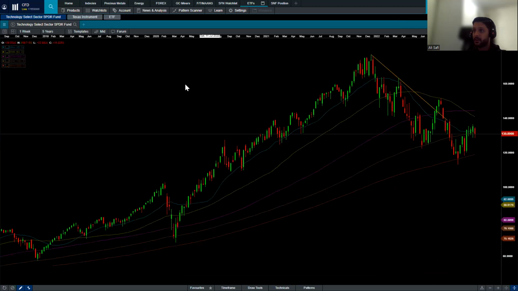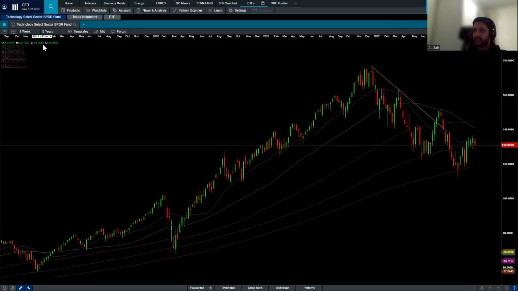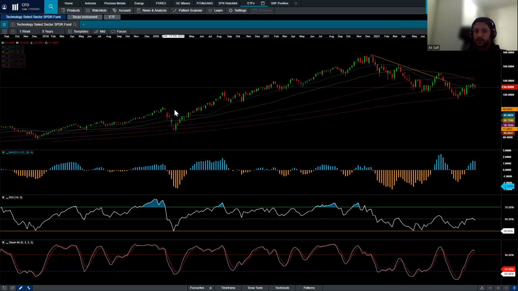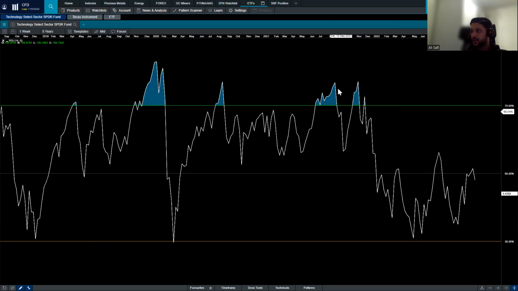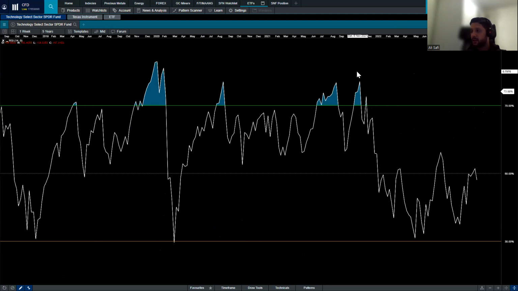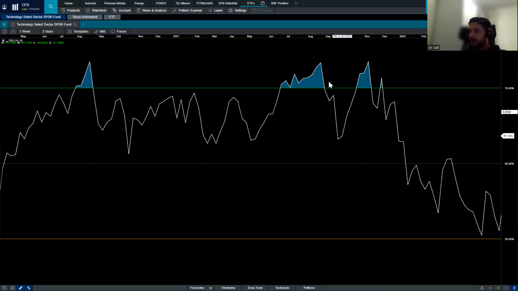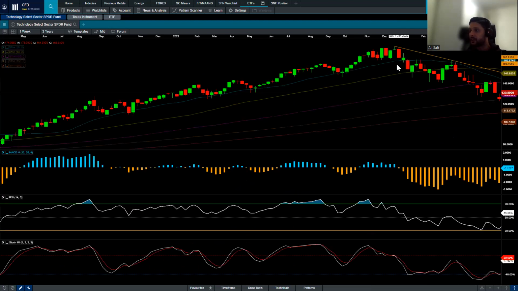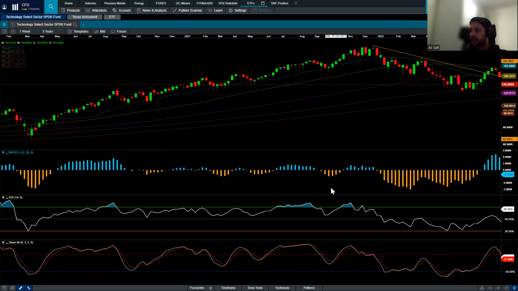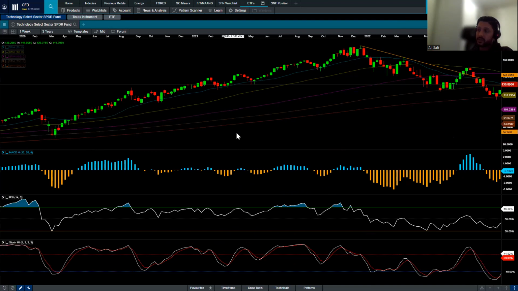Okay, so this is technology ETF, XLF. As you see here, we have got this one. I don't know if this one is top or, yeah, this one is a bit higher. But again, unlike MACD and RSI, they need to confirm themselves. They need to confirm themselves.